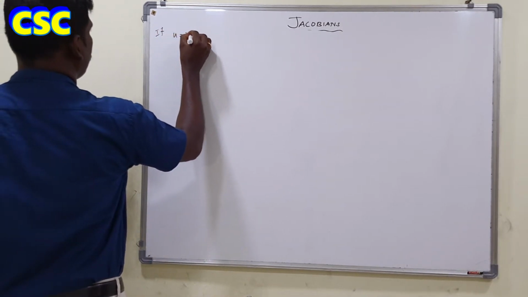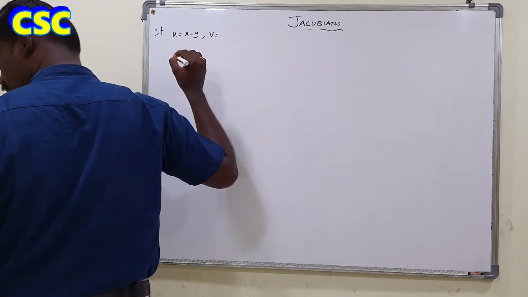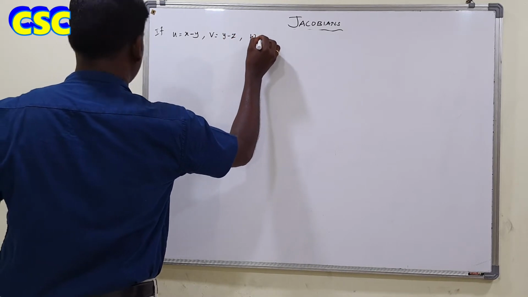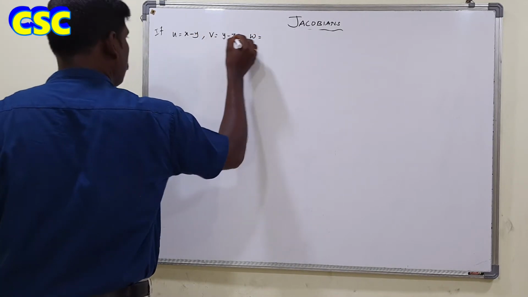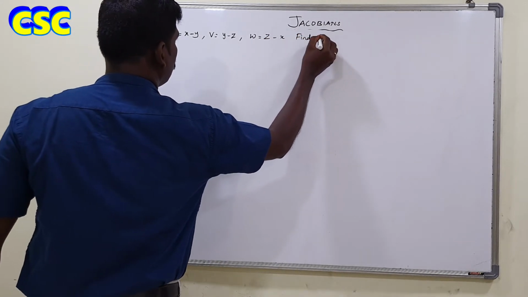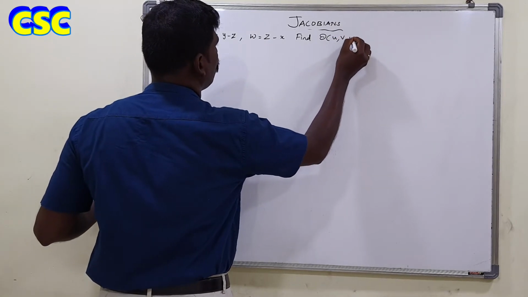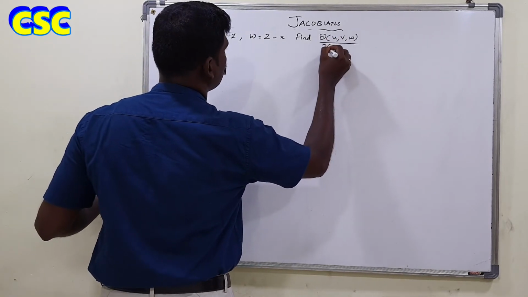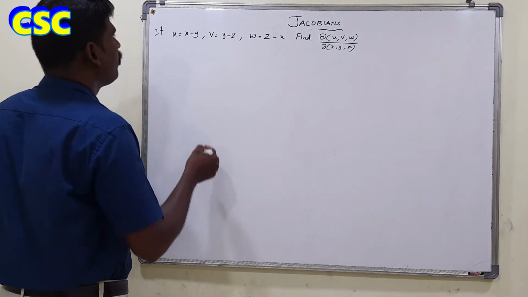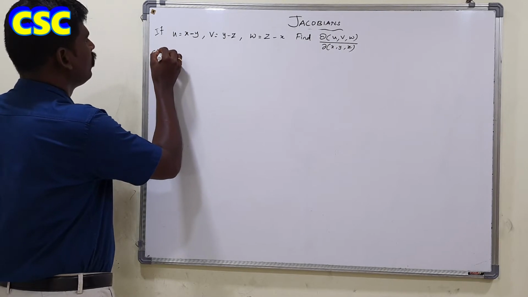If u is equal to x minus y, v is equal to y minus z, and w is equal to z minus x. Find the partial derivative of u, v, w with respect to x, y, z. Okay. Now, what is the solution?